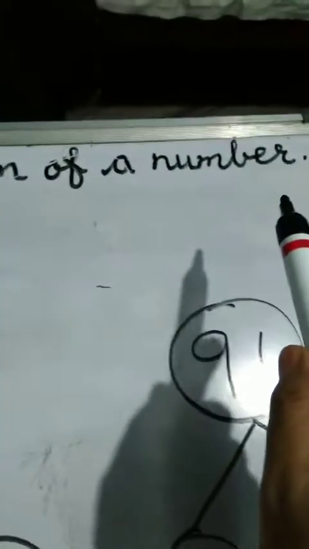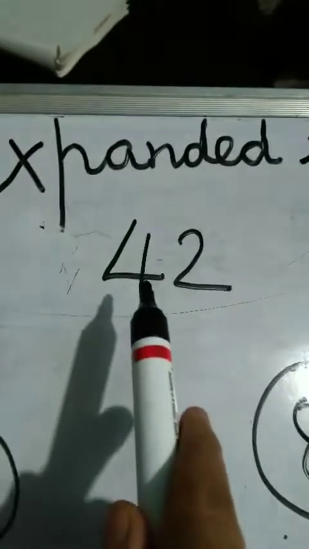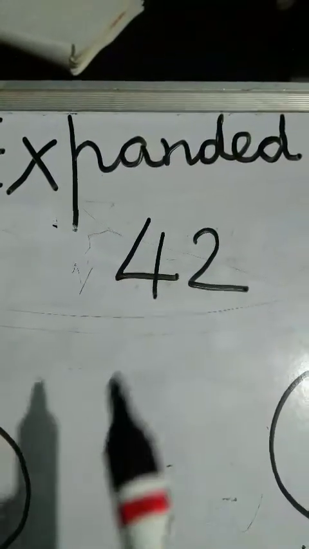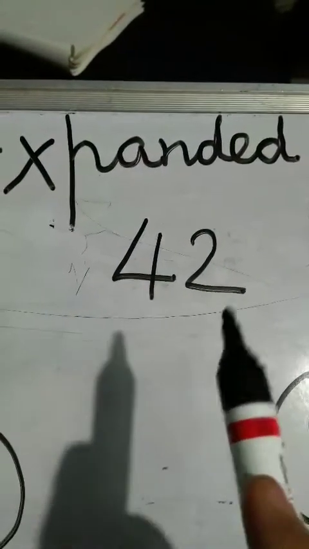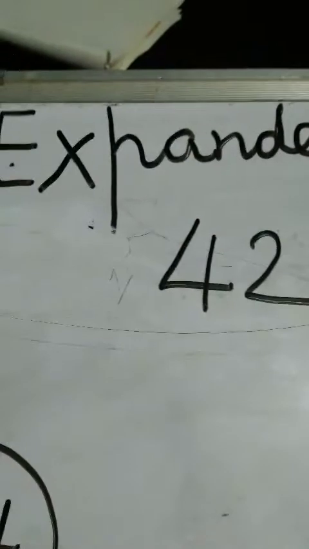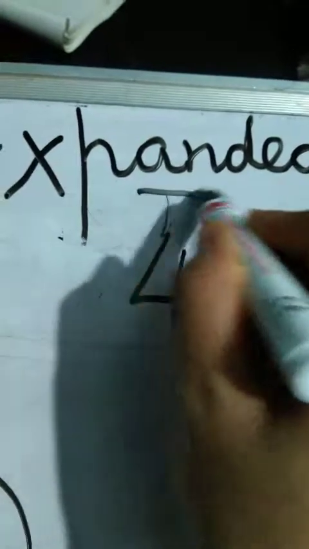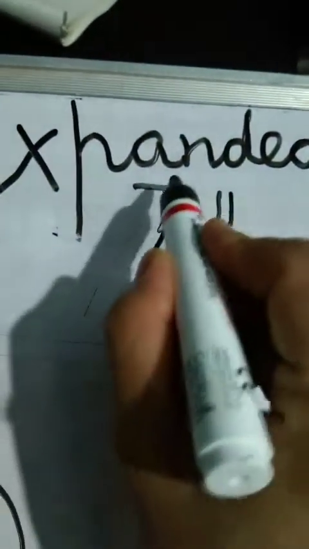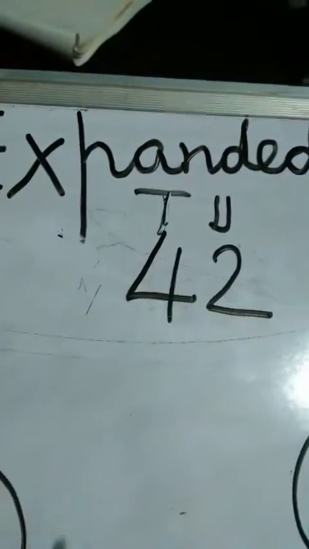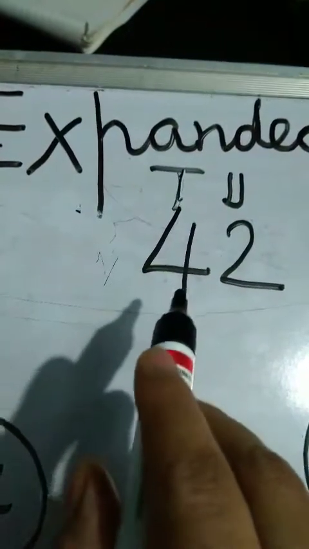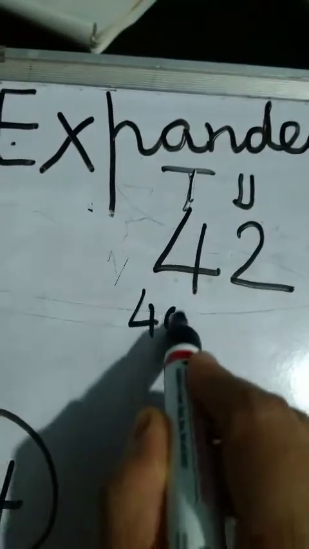Okay, now just look over here. See, expanded form of a number. So which number is this? It is 42. Can you tell me the place value of 4 or 2? So before telling the place value, what we are going to do, children? We are going to make the column of tens and units. Okay. T is standing for tens, U is standing for units. So 4 is in tens place. For that reason, place value of 4 is what? So place value of 4 is 40.